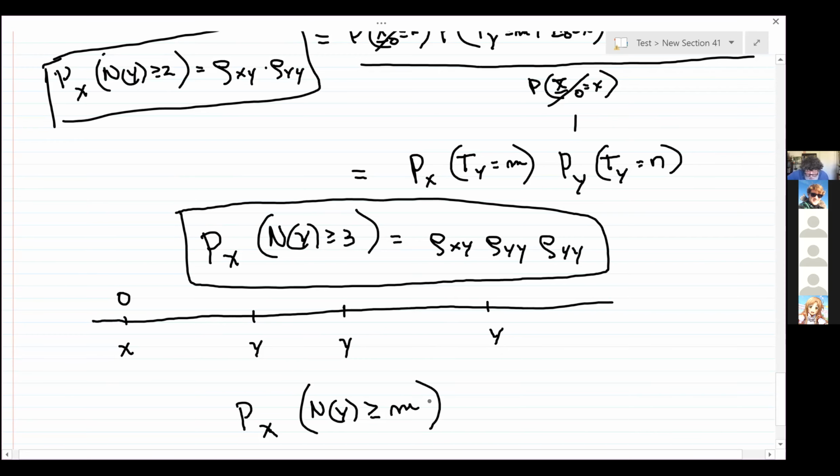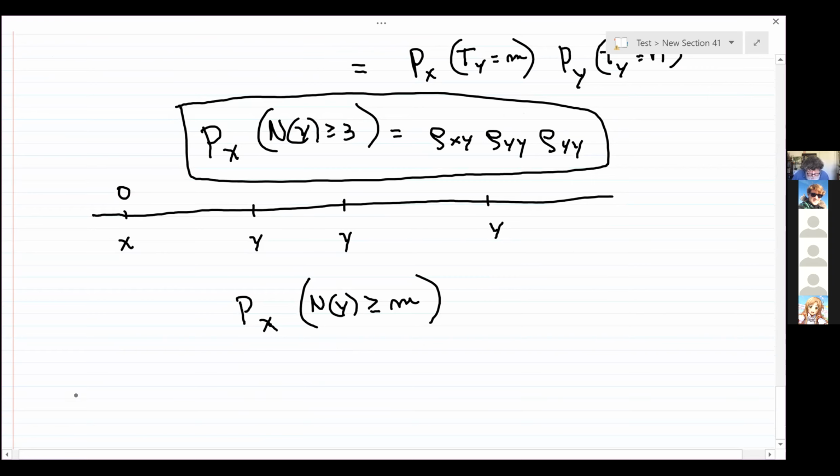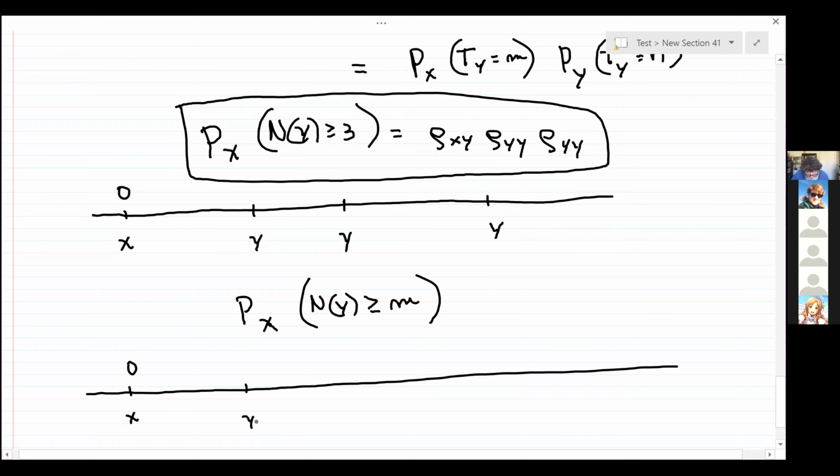So what does it mean? The picture is this. At time 0, you know, where you started at X. Some later time, you find yourself at Y. And then sometime thereafter, you find yourself at Y again, and again, and again. And the times between visits could be very random until this last time. And that would be the nth time we visit Y.